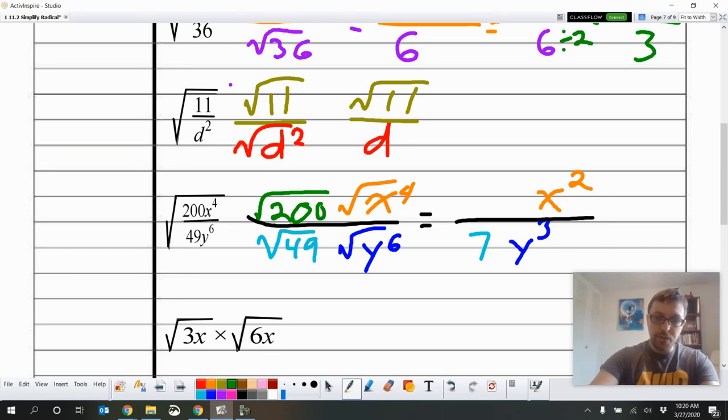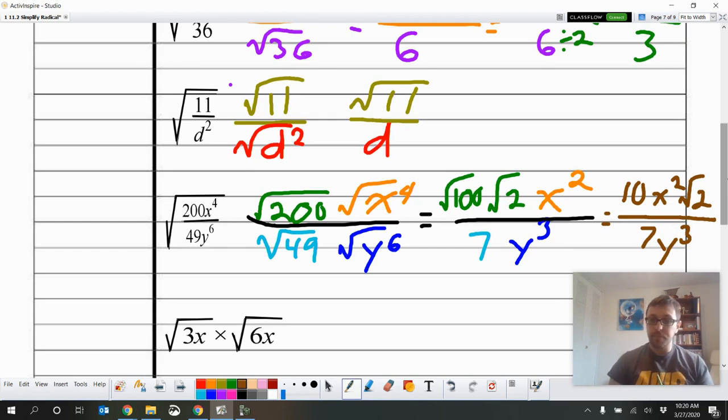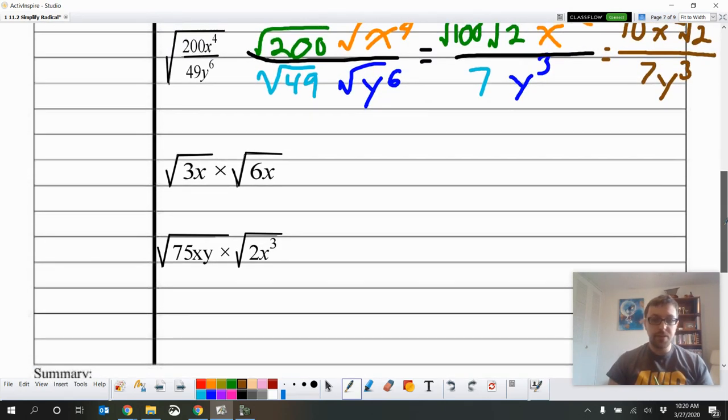So we've got square root of 100, and we've got square root of 2. The only thing that we need to do to finish simplifying this thing is square root 100. That's going to be 10. I'm going to bring the x squared first and put the square root of 2 at the end because it's polite. And we got 7y to the third. All done.